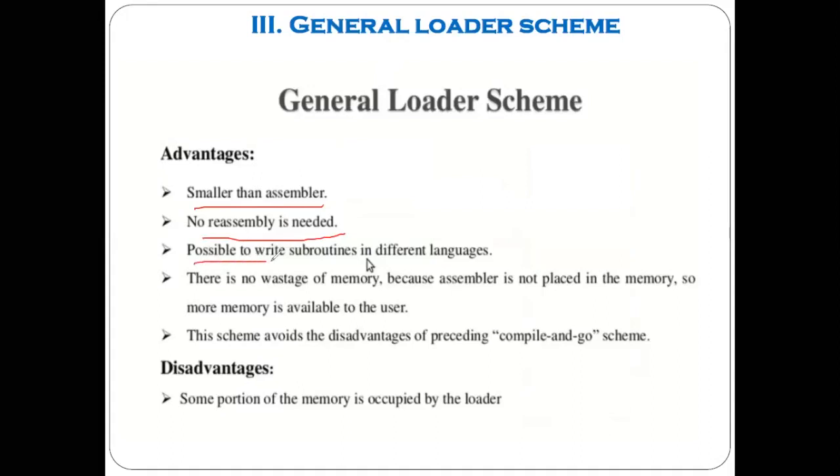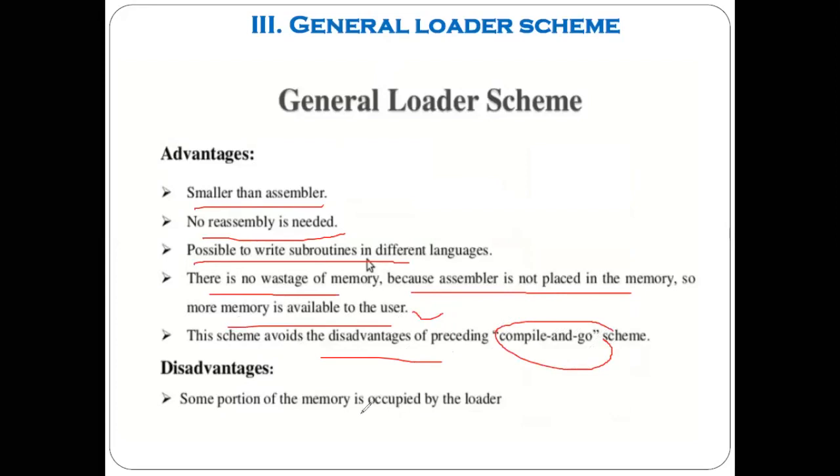You can write different programs in different languages. There is no wastage of memory because the assembler is not placed in the memory, so memory is available to the user. And these are the disadvantages which we face in the case of the compile and go loader. Only a small amount of main memory is utilized for the loader. That can be considered a minor disadvantage. It is not a major disadvantage.